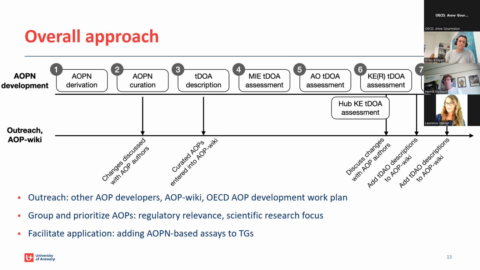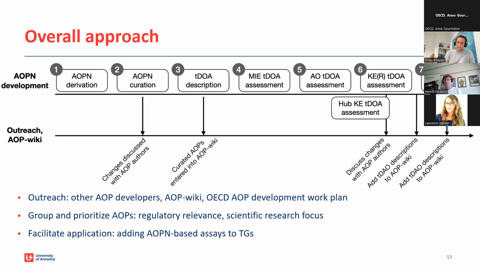Along the way, as you can see in this roadmap, we have explicitly foreseen time points for outreach activities where we get in touch with other AOP developers and make sure that what we do is added to the AOP wiki, but also, really importantly, make sure that we are aware of all of these AOPs that are part of the OECD's AOP development work plan, and that any changes we apply are communicated correspondingly as well.